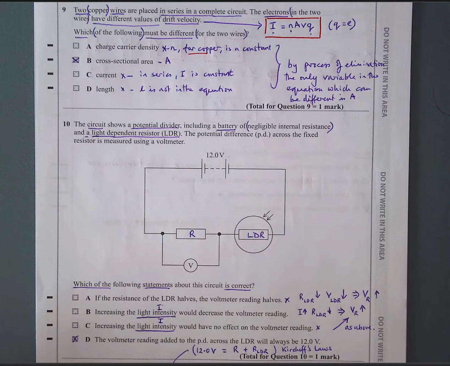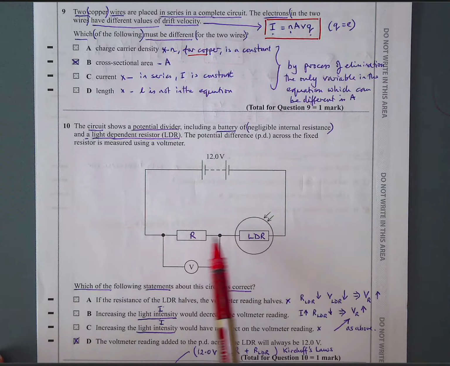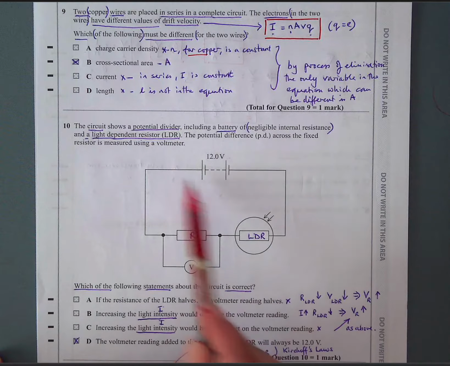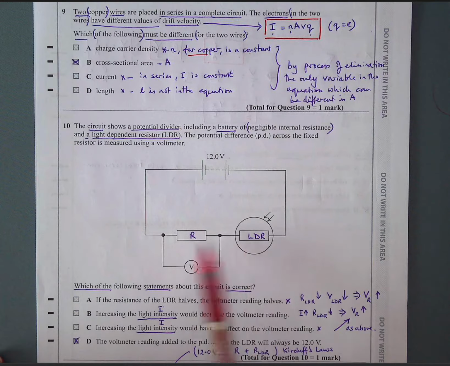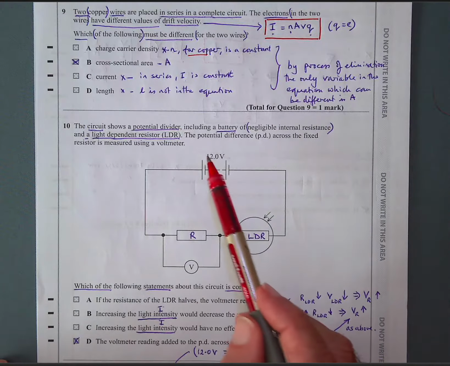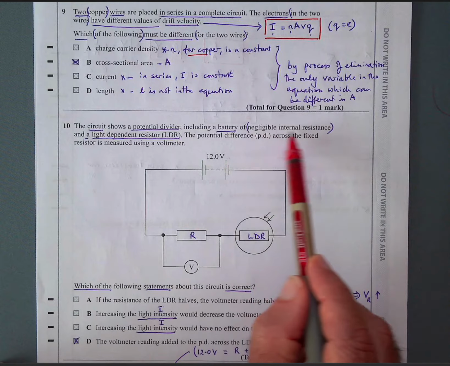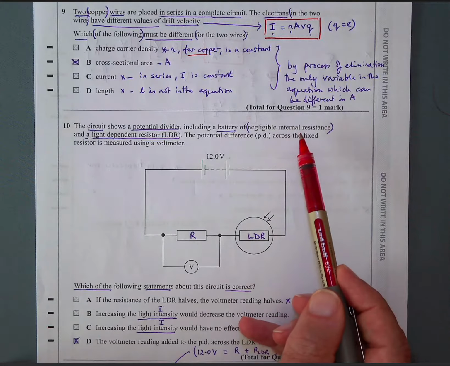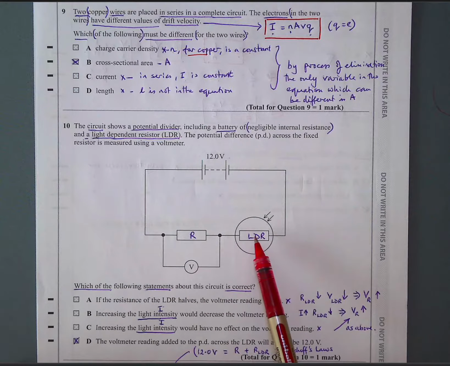Question 10. Question 10 shows a potential divider. Potential divider means 2 resistors in series dividing the potential that they are given, the EMF they're given. So they're given 12 volts and they're sharing that 12 volts between them. So what do we want to know? It includes a battery of negligible internal resistance. That means we don't have to worry about its internal resistance, although it will have some. And a light-dependent resistor.